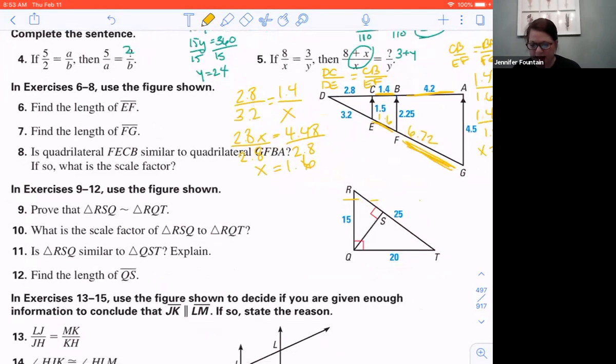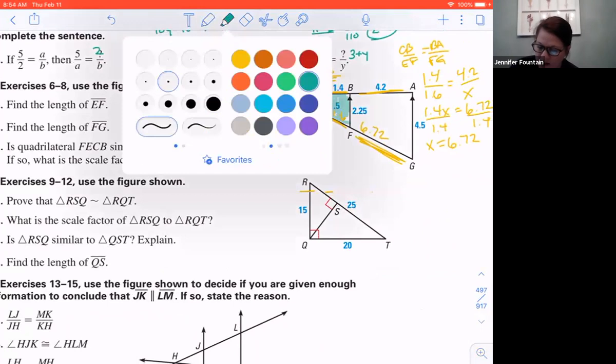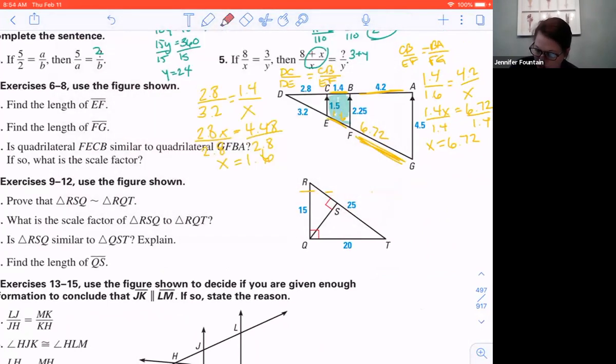Okay, so number 8 says, is quadrilateral FECB... So FECB is going to be right here. Talking about this right here. So it's asking, is this quadrilateral similar to this quadrilateral, GFBA? So it's asking about similarity, and it says, if so, what is the scale factor?